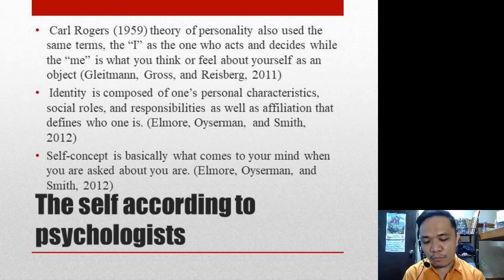So this is now another psychologist helping us understand that the I is the one who will decide, the one who will act about it. But the me is just what you think or feel about yourself as an object. So the moment you declare about yourself that I am generous, it's just the me that you think and feel about yourself. But when you don't act upon it, or when you don't decide to do what you declare, that remains to be me. But when you do something out of it, of being generous, that is seen in your action based on your decision, that's the I.